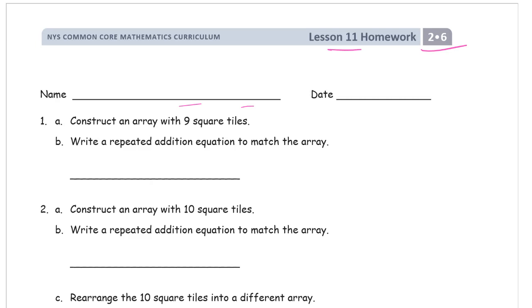Now, with 9 square tiles, the only array you're going to be able to make is 3x3. Because remember, the arrays have to have equal rows. The number of rows doesn't have to equal the number of columns. They don't have to be squares. But for 9, that's the only way you're going to get it to work out. And whether you're looking at rows or columns, it's going to be 3 groups of 3.